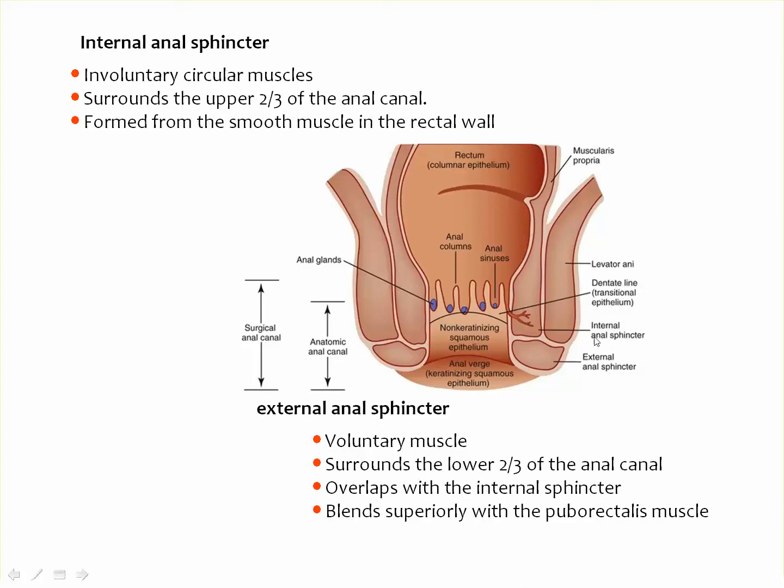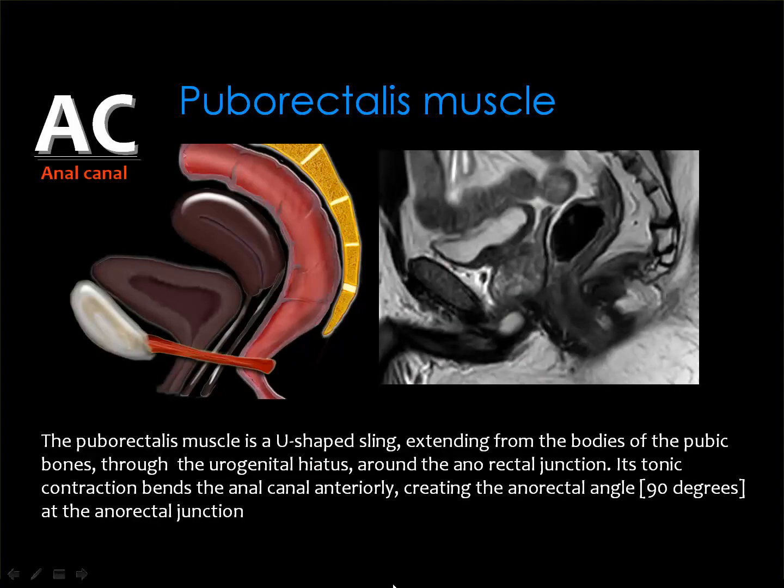But the external anal sphincter is made of skeletal muscles, and it surrounds the lower two-thirds. Then there is an overlap between the internal and the external anal sphincter, and it blends superiorly. This external anal sphincter will blend with the puborectalis and then with the levator ani muscle.